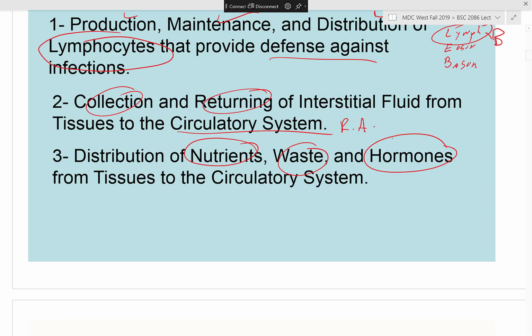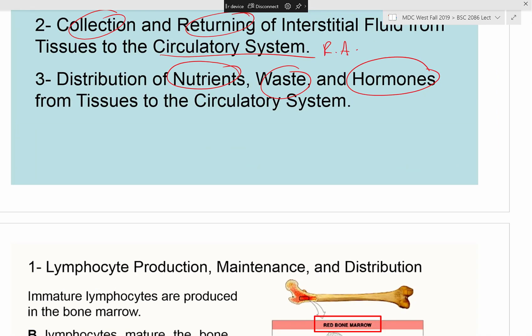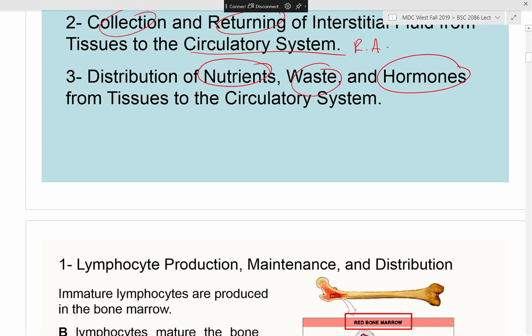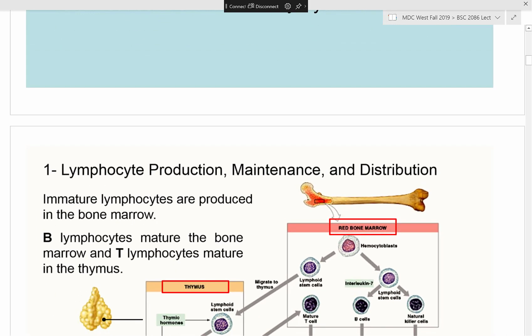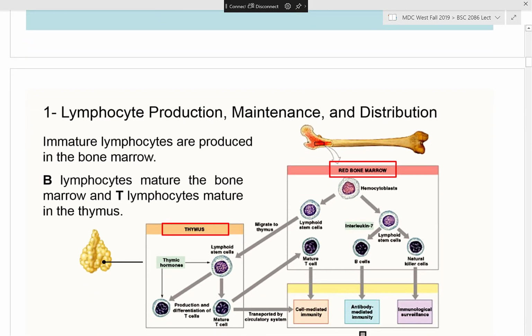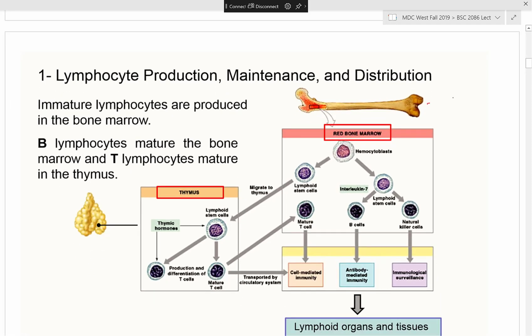Now, they are going to be collected, not only the nutrients but also waste products. So these nutrients and waste products are going to return back into the heart, and of course the waste products will be taken out by the liver and the kidney, and then you pee it out or poop it out of your body, or even sweat it out. So lymphocytes, the main thing. Lymphocytes are going to be created where? In your red bone marrow.